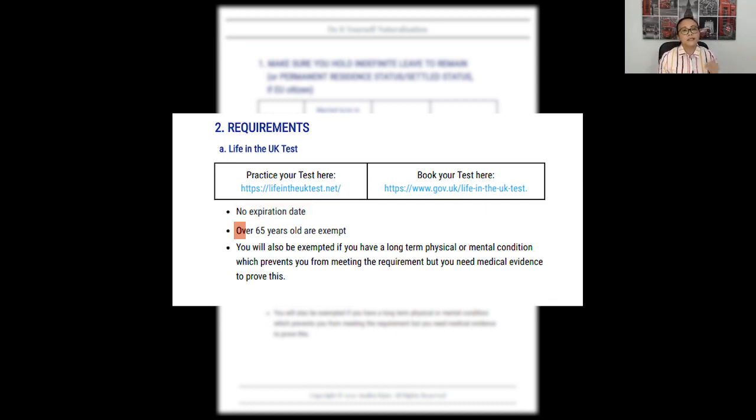And if you are over 65 years old, you are exempt from providing this certificate. You don't have to sit the test. And also, if you have a long-term physical or mental condition, then you may be exempt from this requirement, as long as you have medical evidence, a medical certificate, to show that you actually have a long-term physical or mental condition.